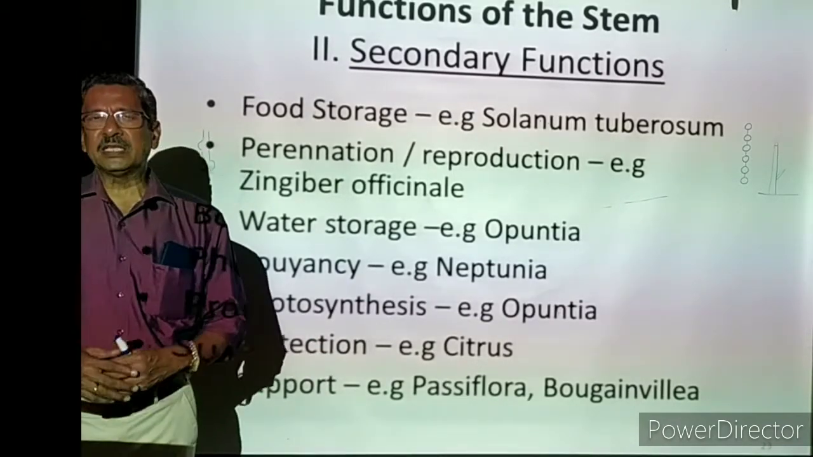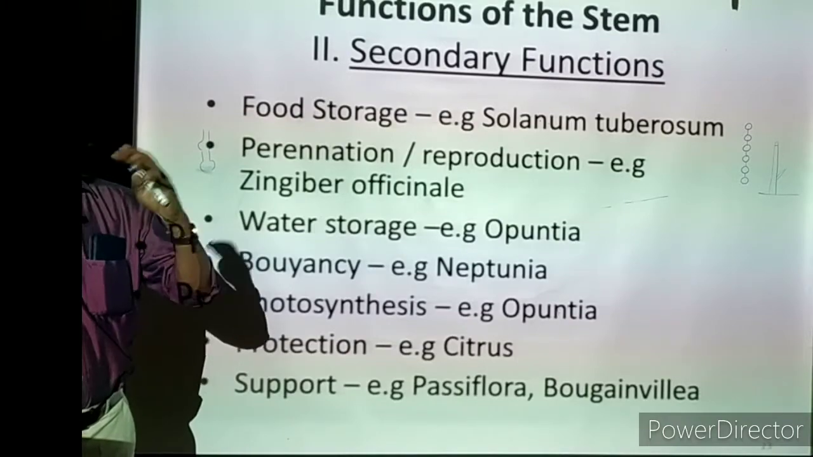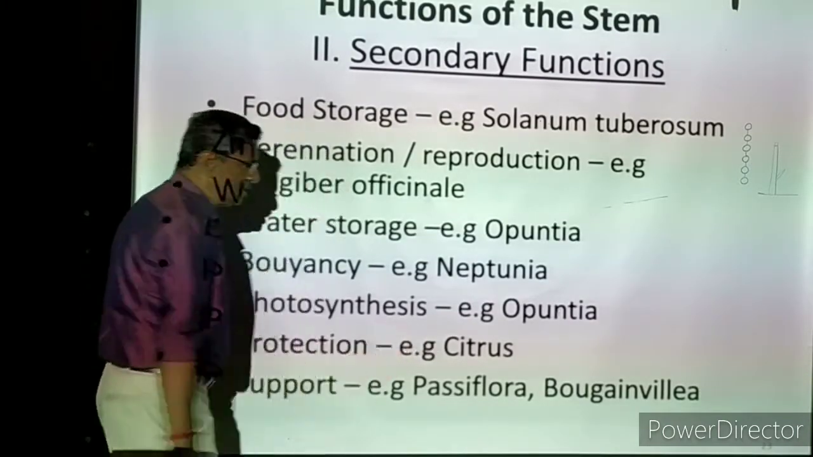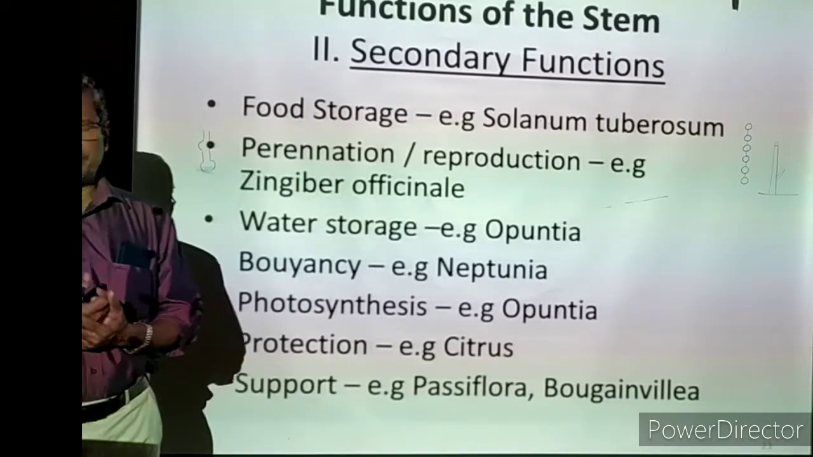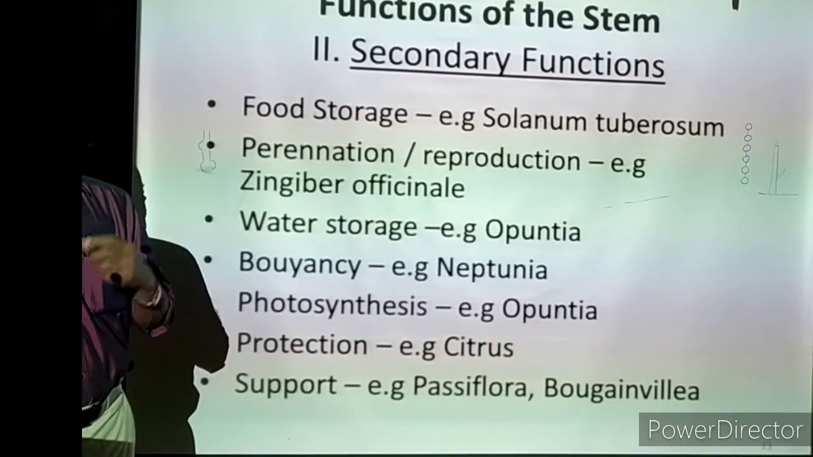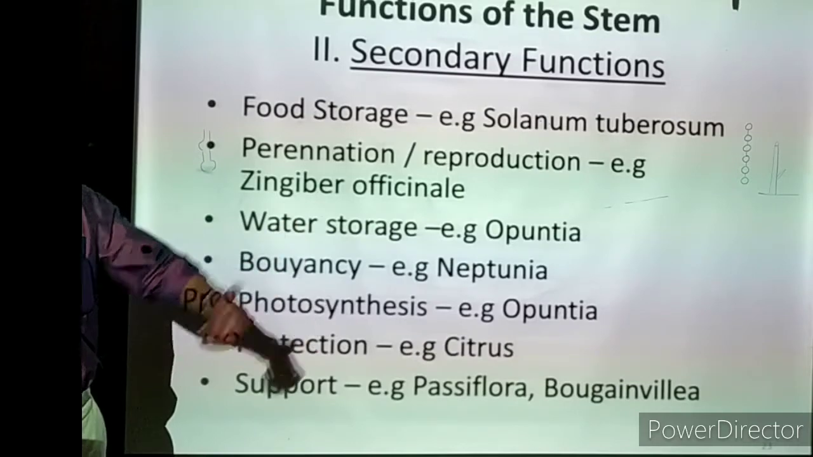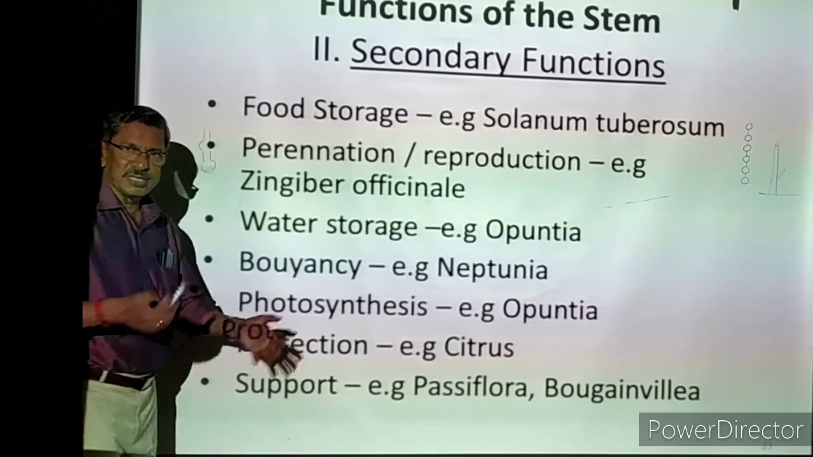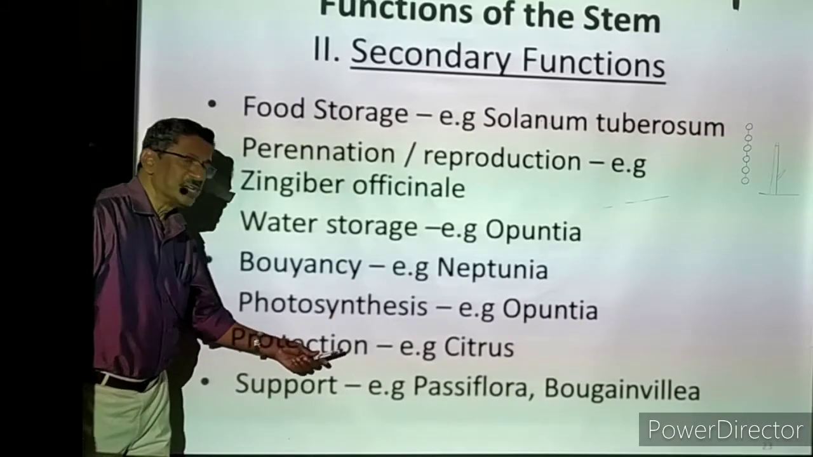Next one is protection. Now, protection means the entire stem is protecting the whole plant. That is actually called protection. Example, citrus. Now, if you take the citrus, leaves are there. But at the base of the leaves, on the stem, an enormous number of thorns will be present. So what will happen? The cattle cannot come and eat the leaves.